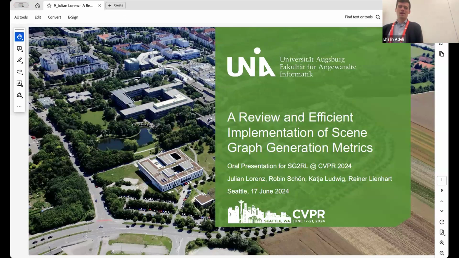Hi, good day, everyone. My name is Julian Novitz. I'm from the Machine Learning and Computer Vision Lab at University of Augsburg. And we've published a paper, Review and Efficient Implementation of Scene Graph Generation Metrics.